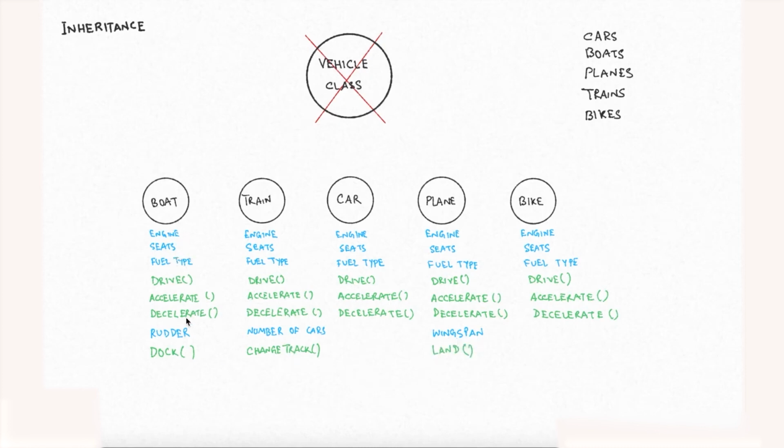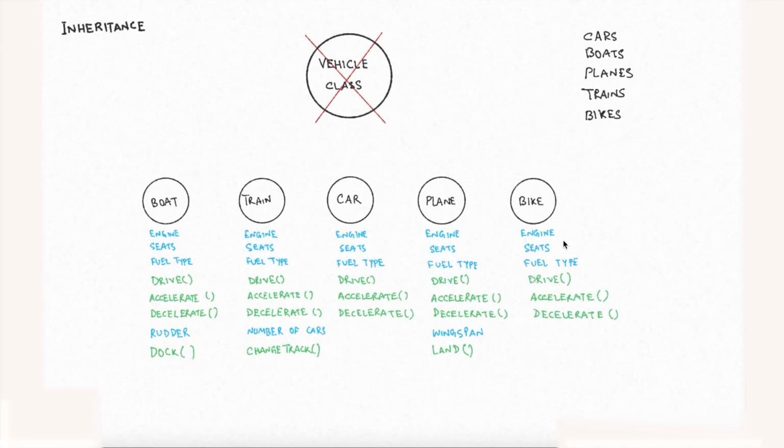But the point here is that a lot of these common methods and attributes have to be written in code multiple times if we are defining these classes separately. And that is not efficient, and that also is not very good design. And this is where inheritance comes in.